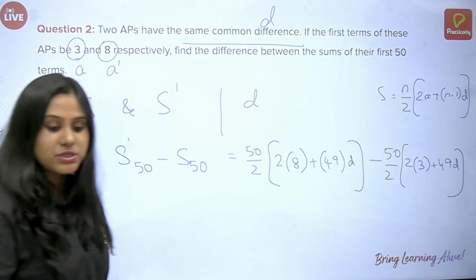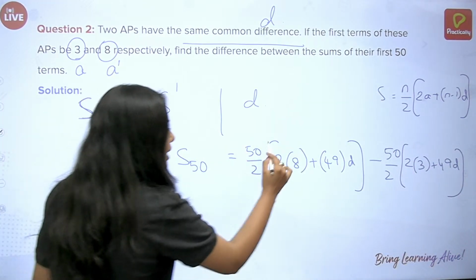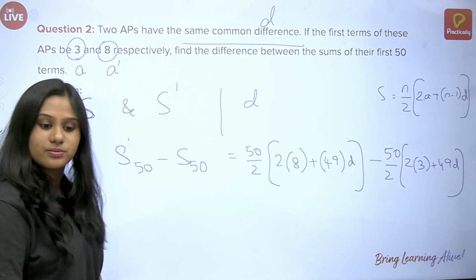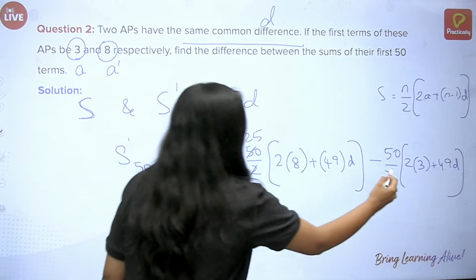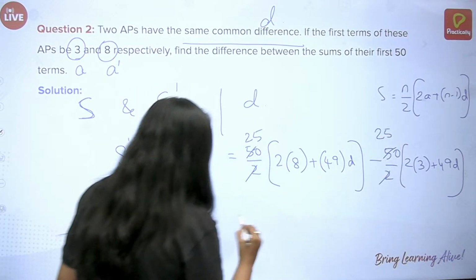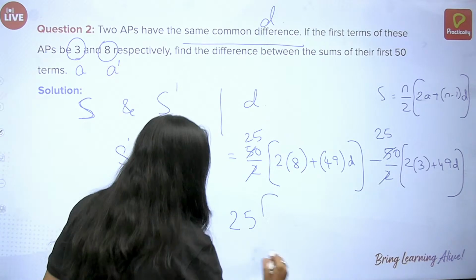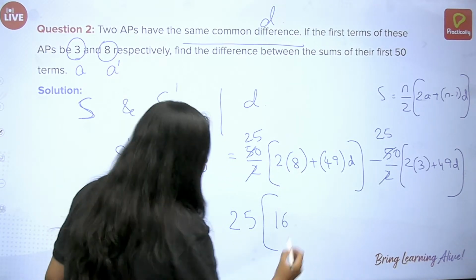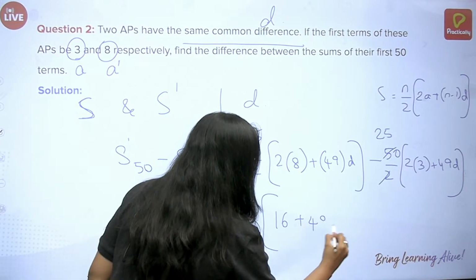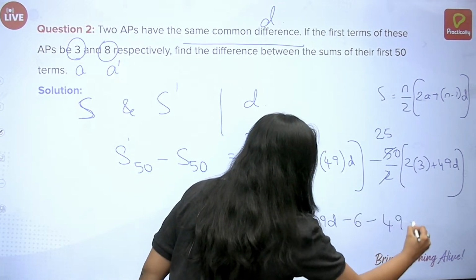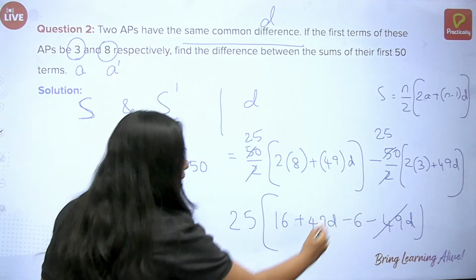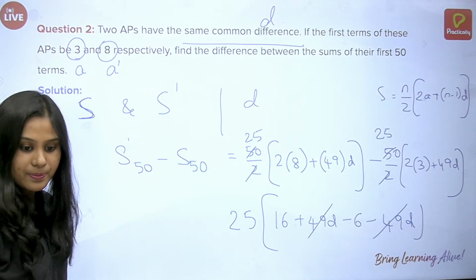Now if you observe carefully, this 50 by 2 and 50 by 2 are common, right? Now you put that 50 by 2 common, that is 25. So take 25 outside of these, then you are left with 16 plus 49D minus 6 minus 49D. Plus 49 minus 49 gets cancelled.